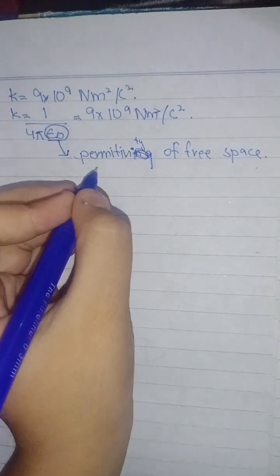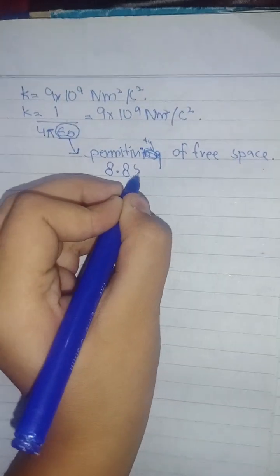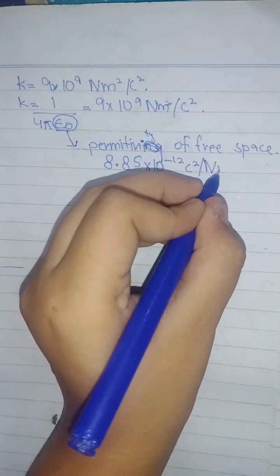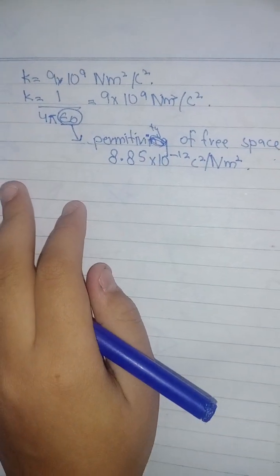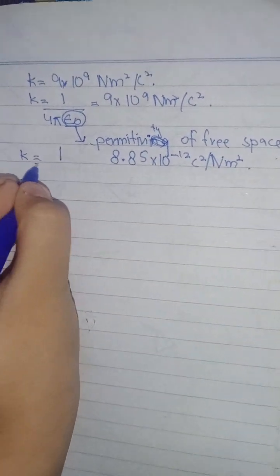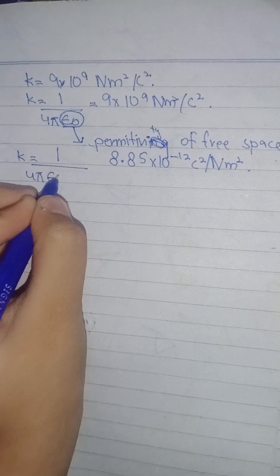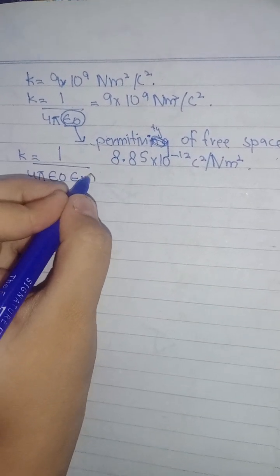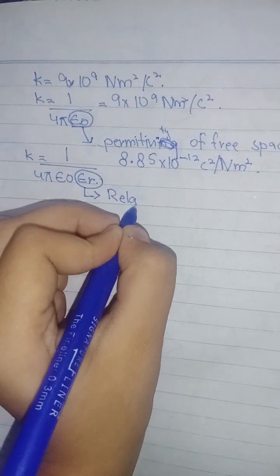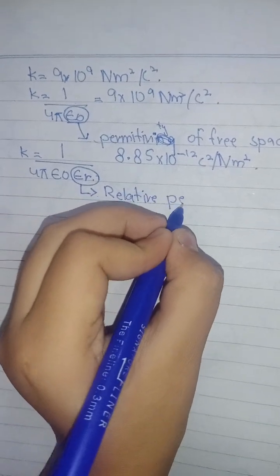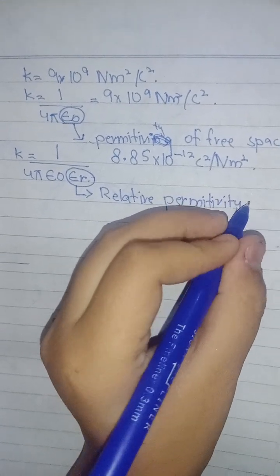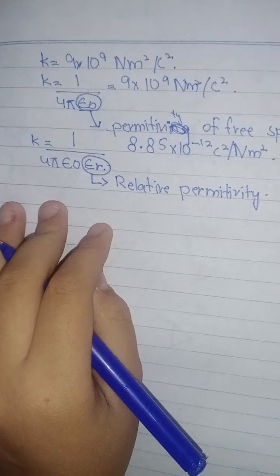The value of this epsilon is 8.85 multiplied by 10 raised to power minus 12 Coulomb square per Newton meter square. So now we have K is equal to 1 upon 4 pi epsilon and ER. So what is ER? It is basically the relative permittivity.